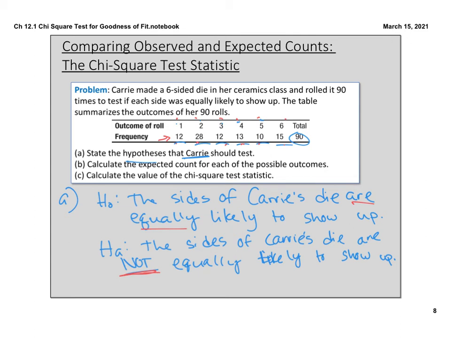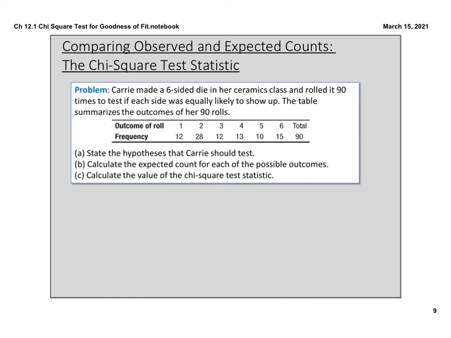So therein lies the reason to test. What's the probability that this happens? How likely is it? Should we call this a strange, unique situation, or is something up with Carrie's die, that something is wrong? Okay. All right, so let's take a look at part B.